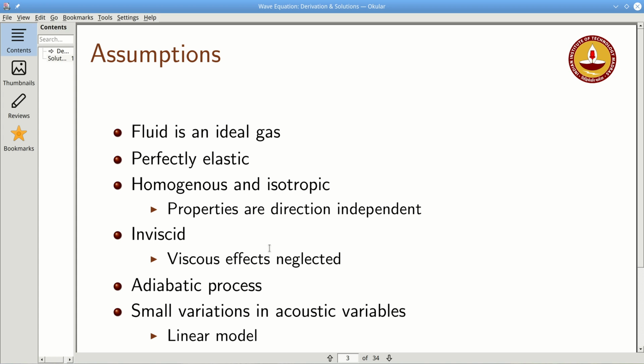It of course varies from location to location, but if I look at a particular location and look around in various directions, then effectively the properties are direction independent. So that's what we mean by homogeneous and isotropic. We also neglect viscous effects in acoustics, at least for the class of problems that we are interested in. So we assume it is inviscid, which means basically we are neglecting the viscous effects.